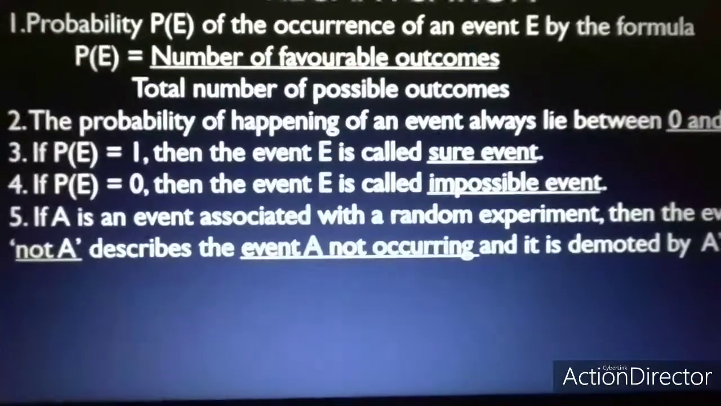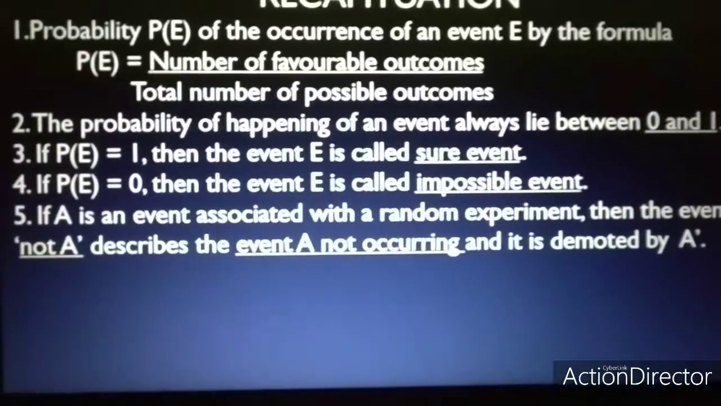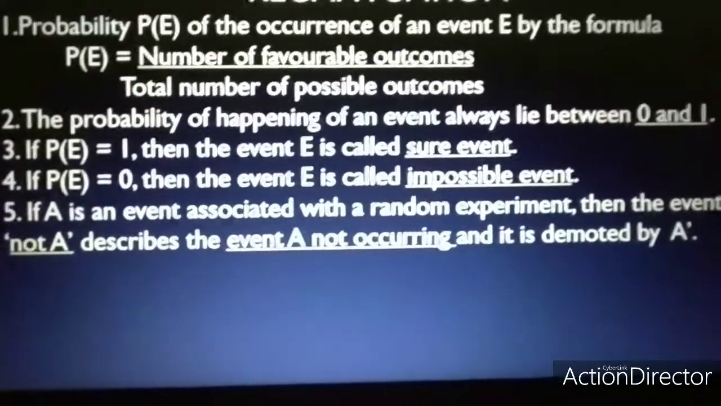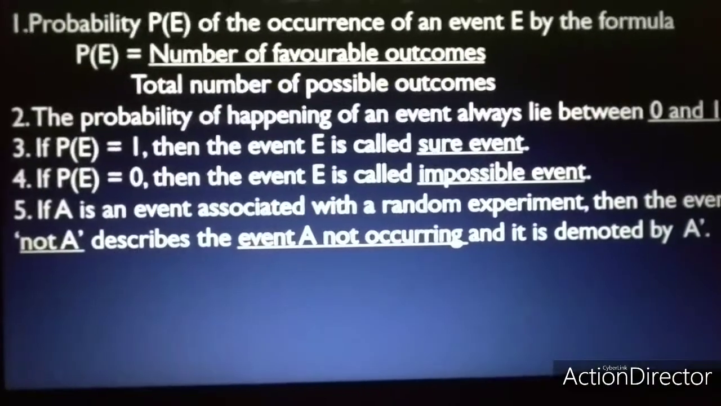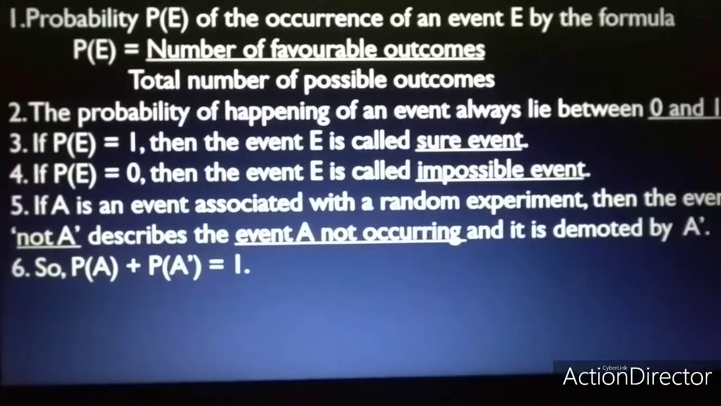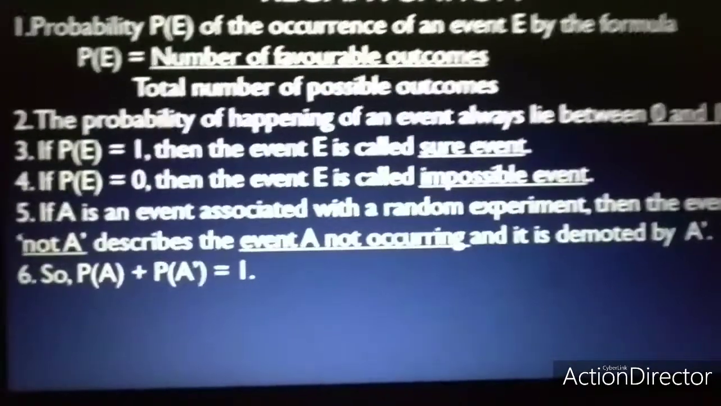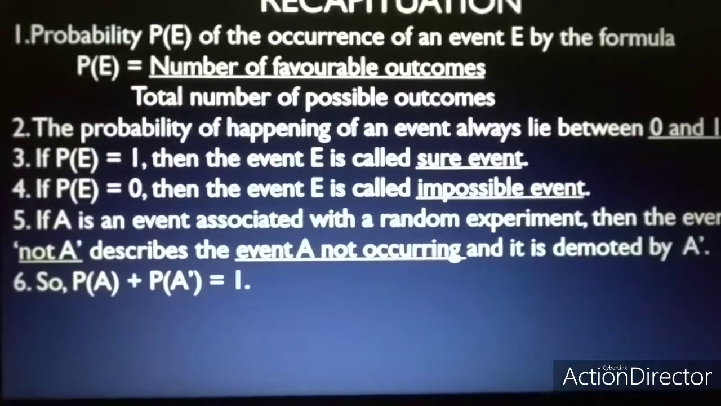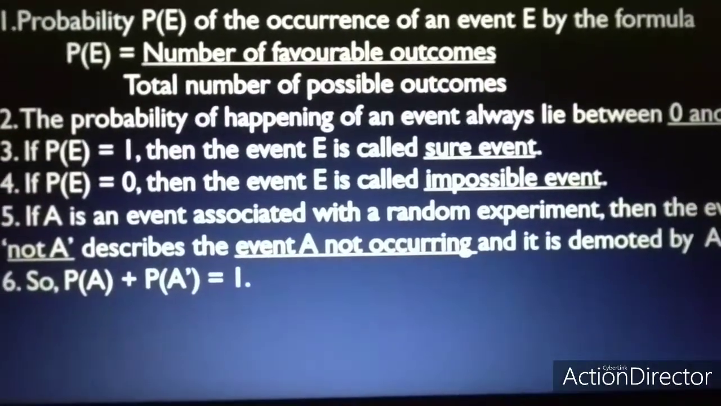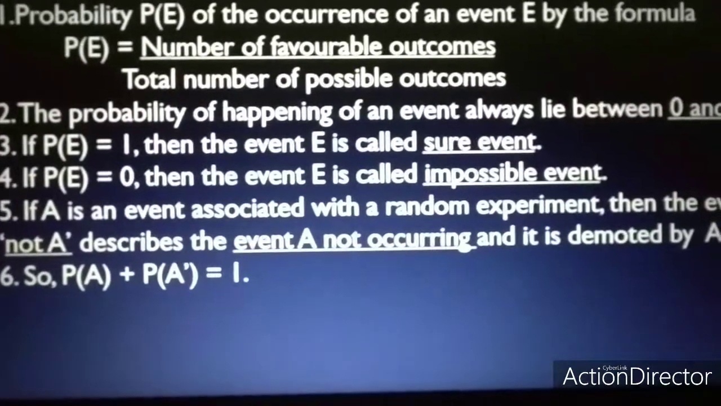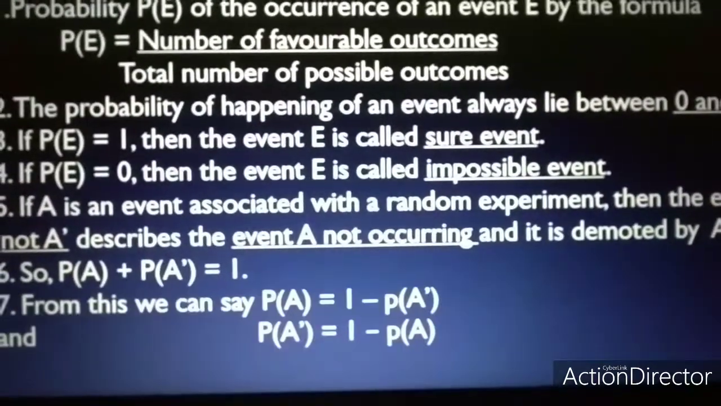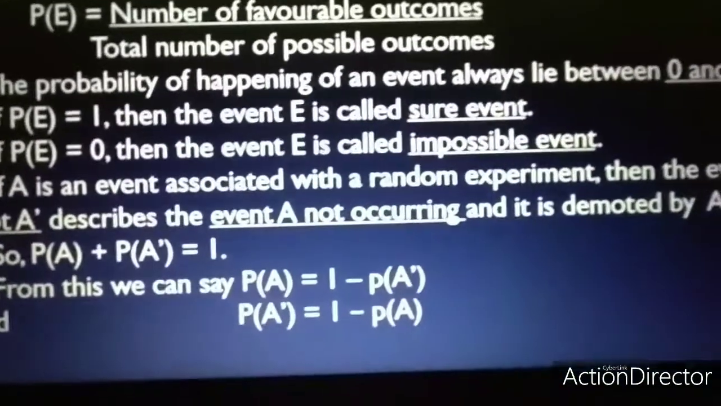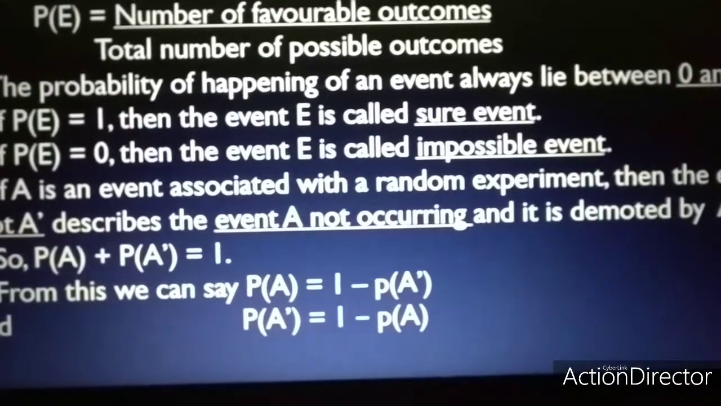Next, if A is an event associated with a random experiment, then the event not A, that is which is not happening, is denoted by A dash. So we can write P of A, that is the event happening, plus P of A dash, that is the event which is not happening, is equal to 1. As we know, the total probability is always equal to 1. Now, in order to find P of A, I can also write P of A is equal to 1 minus P of A dash, and P of A dash is also equal to 1 minus P of A.